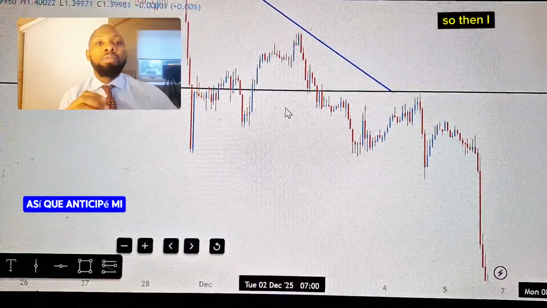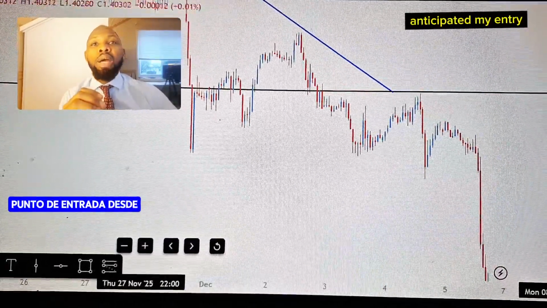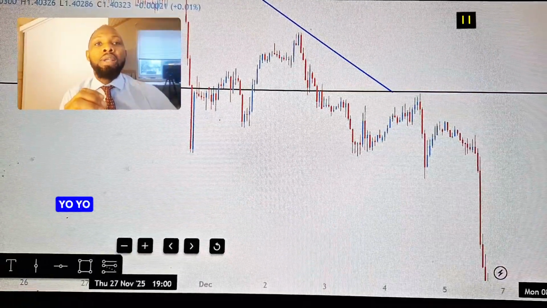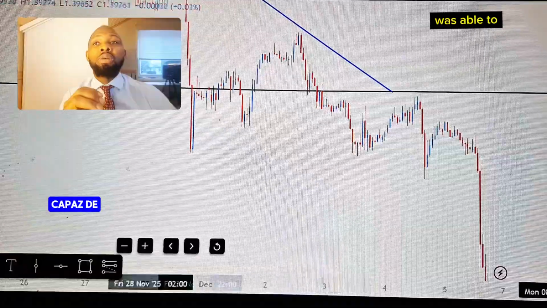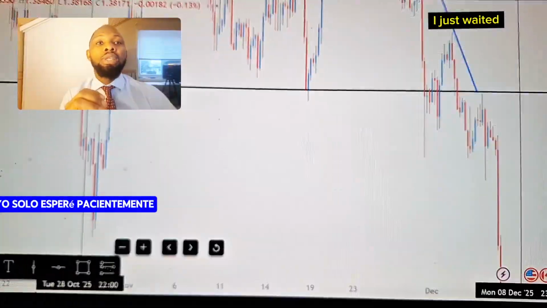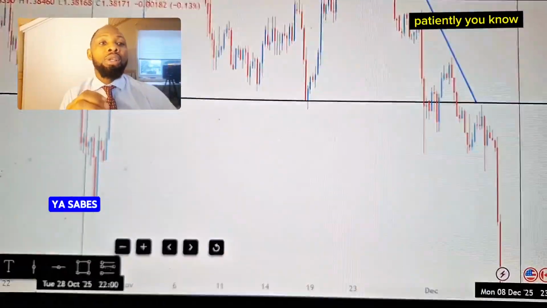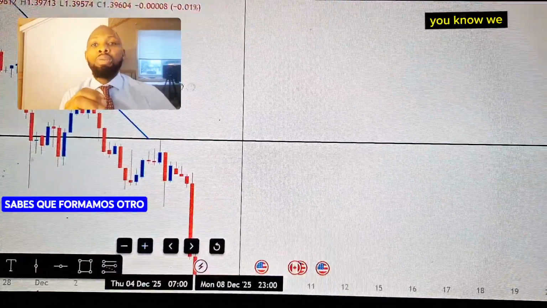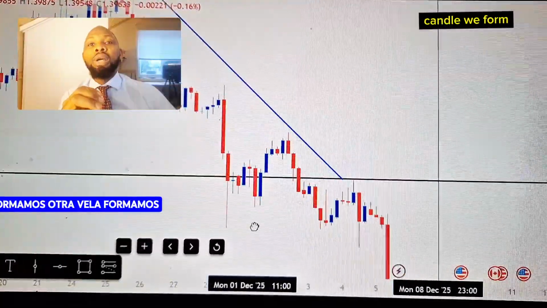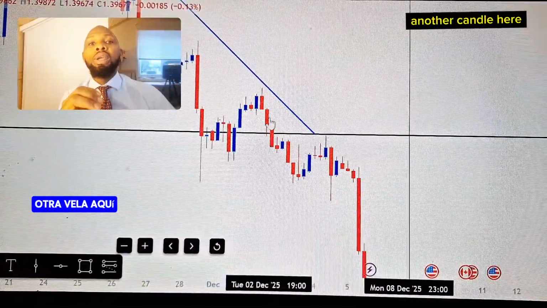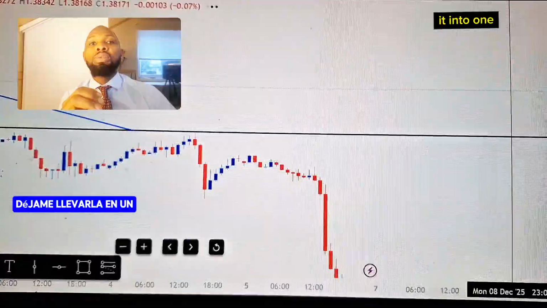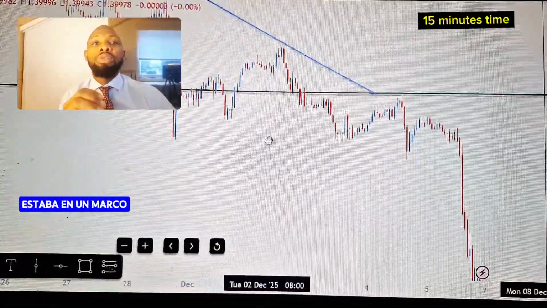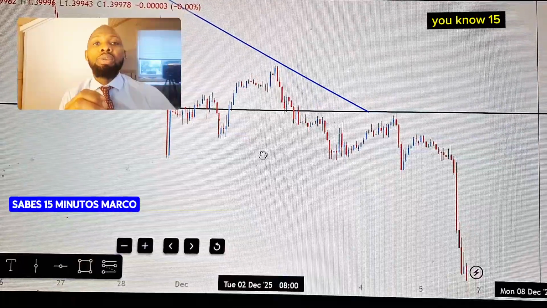So then I anticipated my entry point from this level, and this is where I was able to, what did I do? I just waited patiently for the next candle to form. We form another candle. We form another candle here. So this candle here, let me take it into 1 hour time frame. I think my entry was on 15-minute time frame.